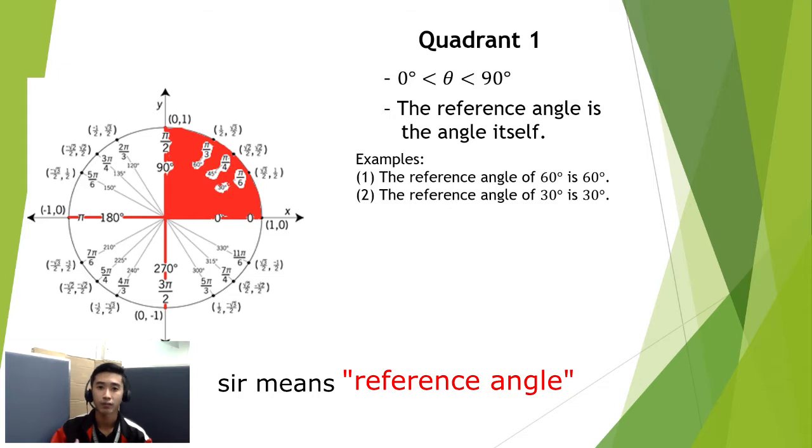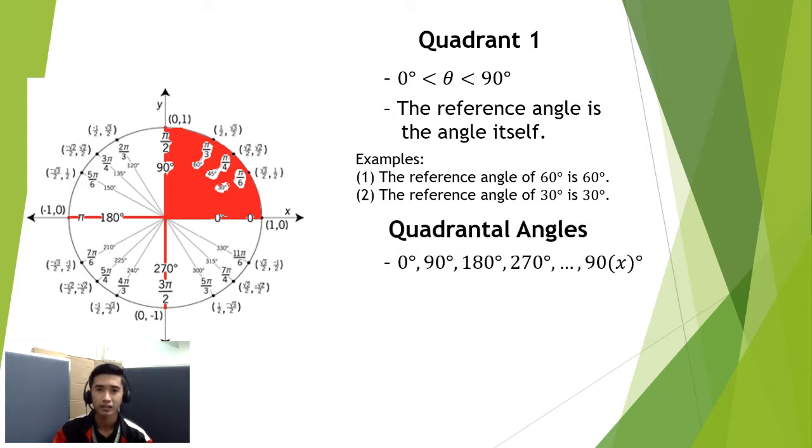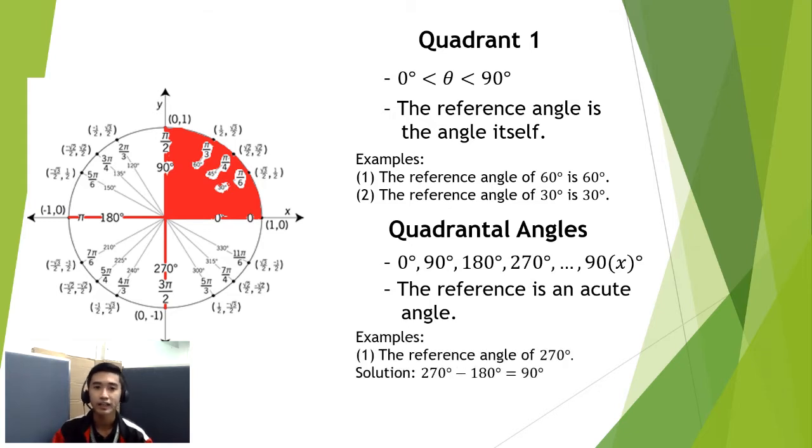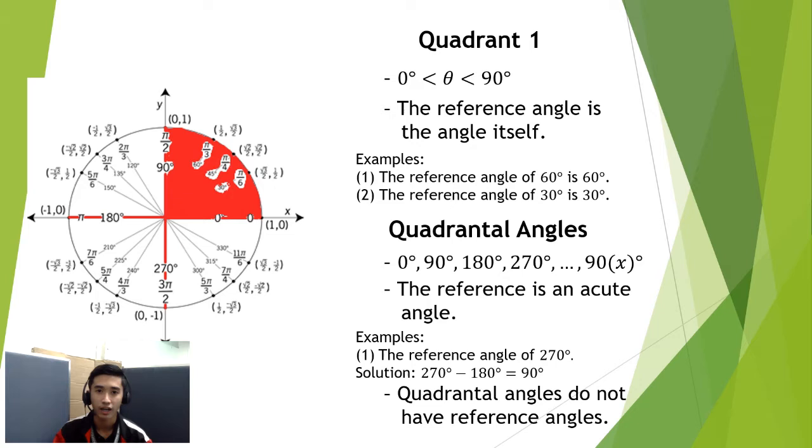Or the reference angle. While in quadrantal angles, they do not have reference angles. Kasi dapat ang reference angle is an acute angle. Alright? So for example, the reference angle of 270 is 90. And 90 is not an acute angle. It contradicts the definition of the reference angle. So kailangan dapat acute ang angle mo. So quadrantal angles do not have reference angles.